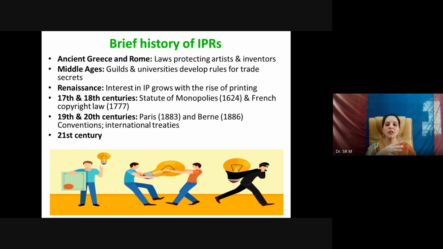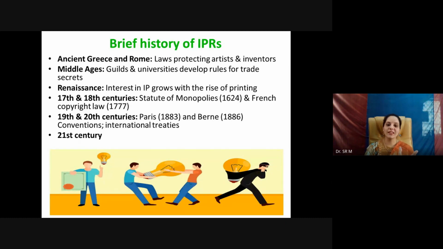continued to evolve even during the 17th and 18th centuries. In England, the Statute of Monopolies in 1624 was passed mainly to limit the granting of monopolies, or you can call it some kind of privileges. But it also recognized the validity of patents, mainly for inventions. Then in France, the first copyright law was passed in 1777.